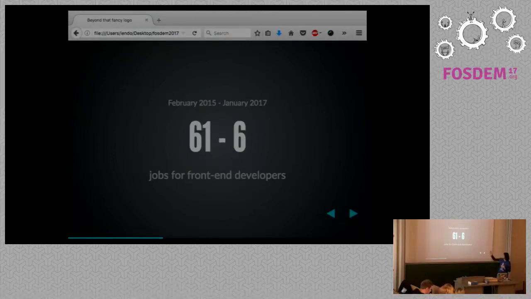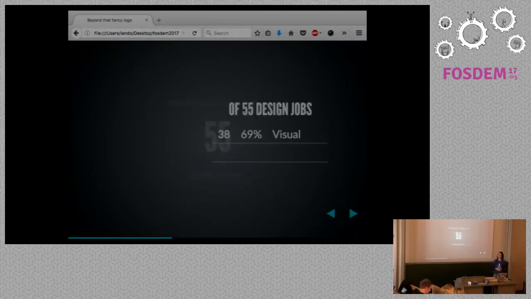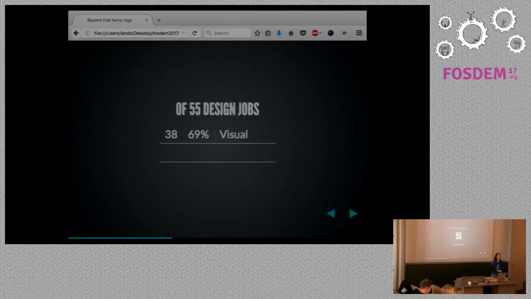And what I found, first of all, is that 6 of those jobs were actually for front-end developers. Now, front-end development is not one of the roles that I listed before, so I took those out. That left us with 55 design jobs. Of those 55, 38, 69%, were very clearly and unequivocally asking for a visual design role.